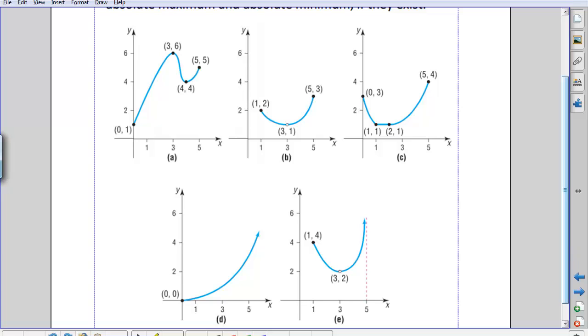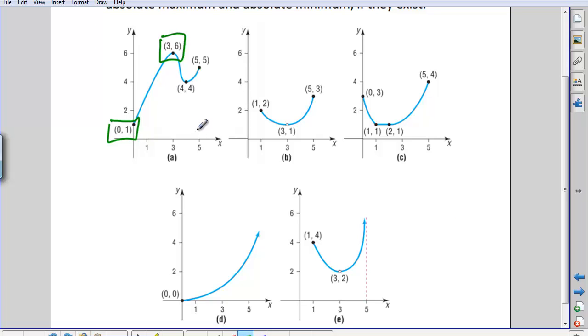So for A here, is there a highest point and a lowest point? The first thing you notice is there aren't any arrowheads on the ends of these graphs. These 2 points are dead ends. The graph stops. So for an absolute high and low point, we have a maximum and a minimum. So this would be the max, and this would be the min.